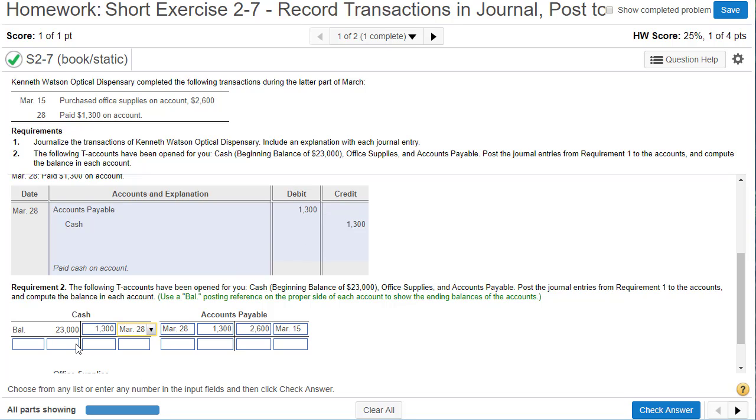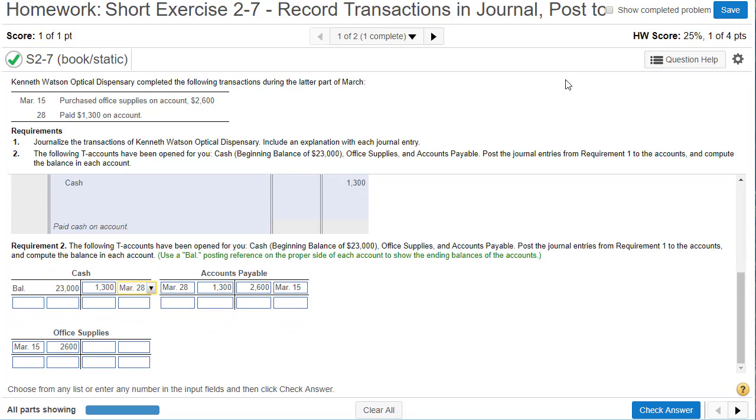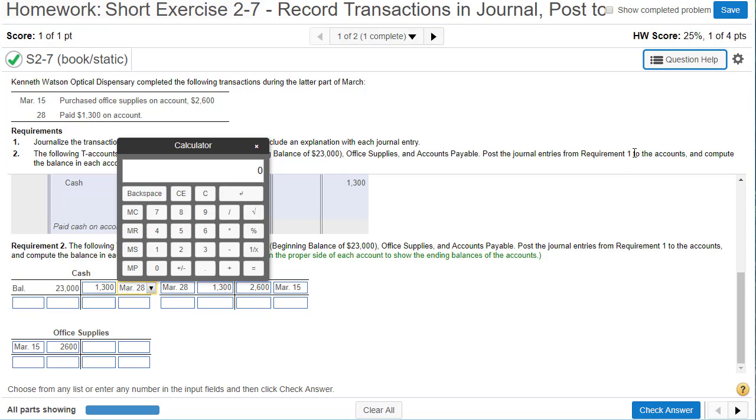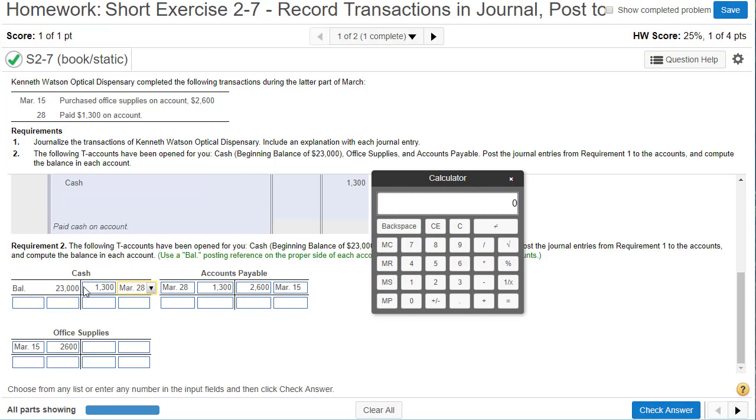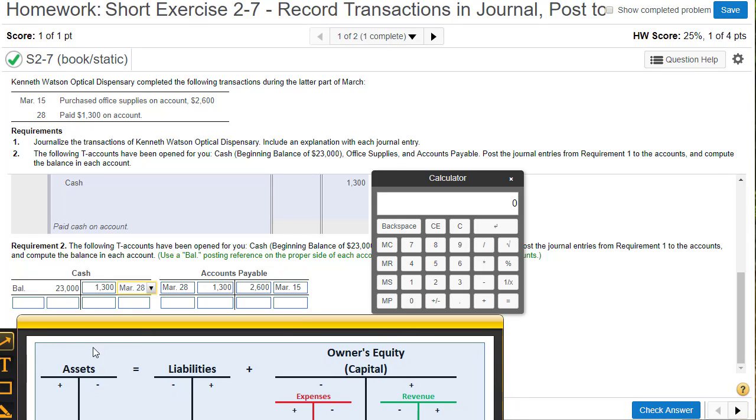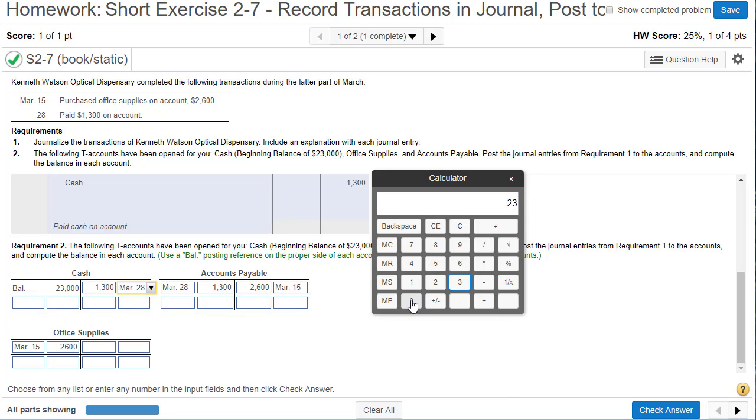Now we have to calculate the balance of the accounts. So let's calculate cash. Open up my calculator. Now you have to remember which side is the plus side. Since cash is an asset, the plus side for cash is over here. So these are pluses, these are minuses. So we're going to take 23,000 and then subtract 1,300. 23,000 minus 1,300 gives us 21,700. And I can either type the number here in this field, or I can put the cursor there and click this little arrow and it shoots the number over there so I don't mistype it.